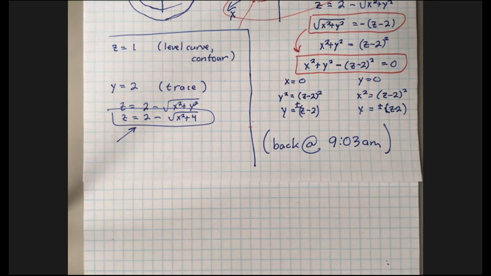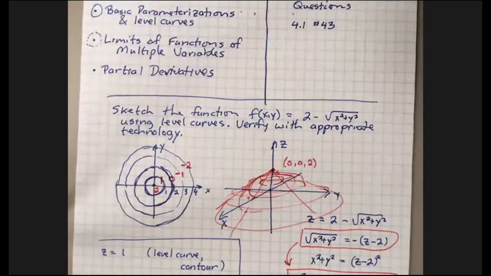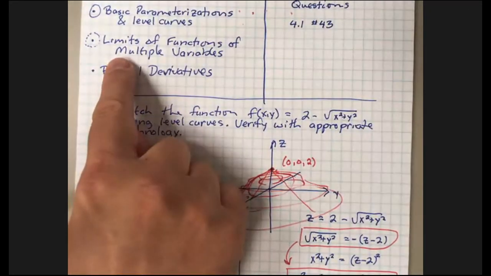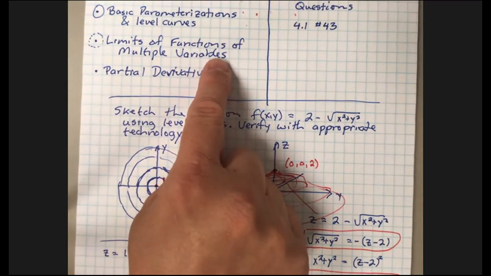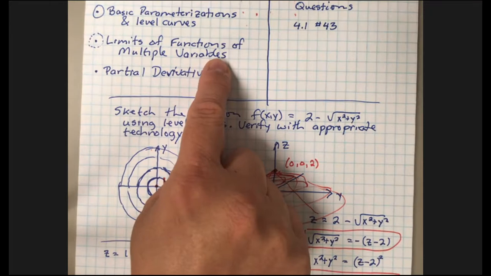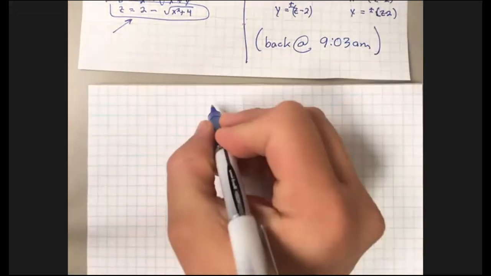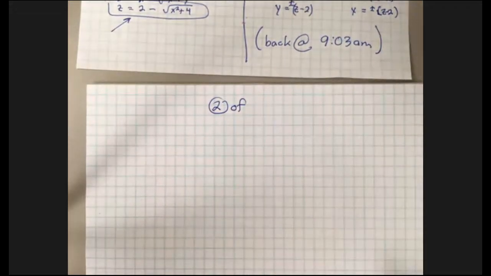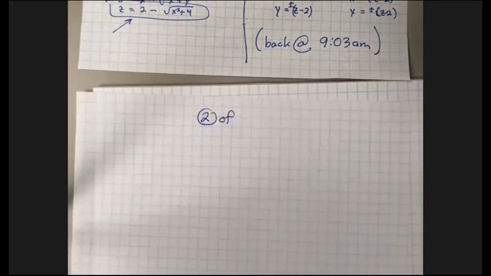Okay, very good. Let's go on. So how can we use this idea of parameterization to our advantage if we need to describe limits of functions? Why do we need to know what the limit of a multivariable function is? Because we have this hierarchy.